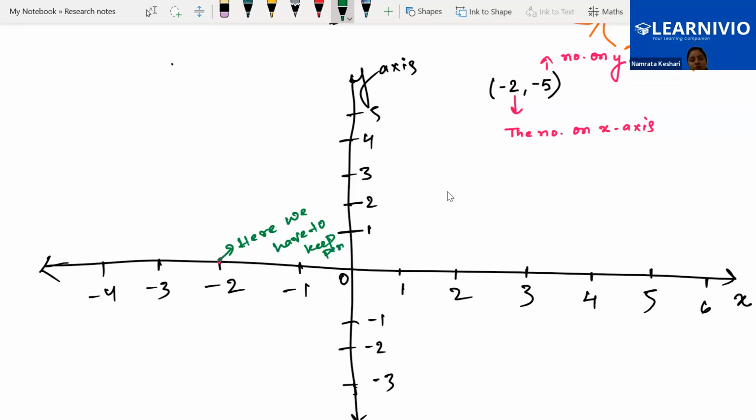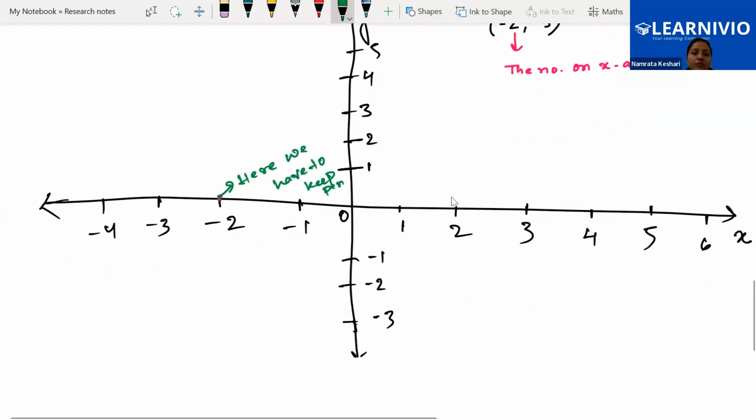At -2, because x is -2. Now what is y? Upside or downside? Downside. It is -5. So how far do we have to go? We will just move like this, from -2 straight, perpendicular. We cannot go anywhere else. Perpendicularly we will be moving until we get y as -5.